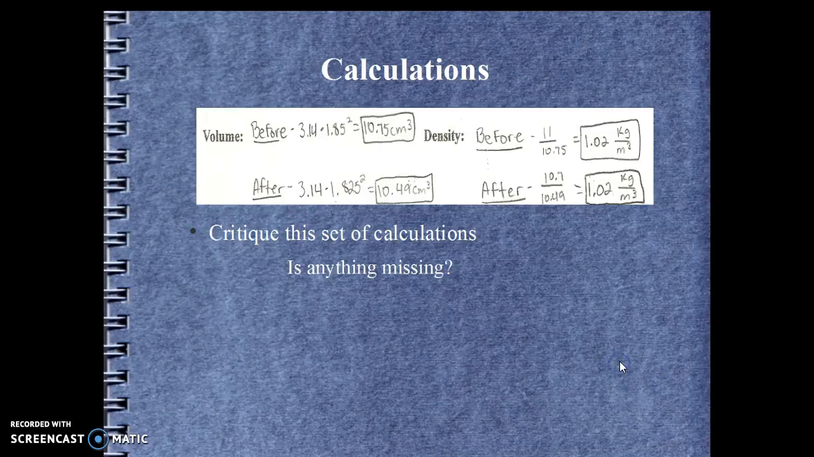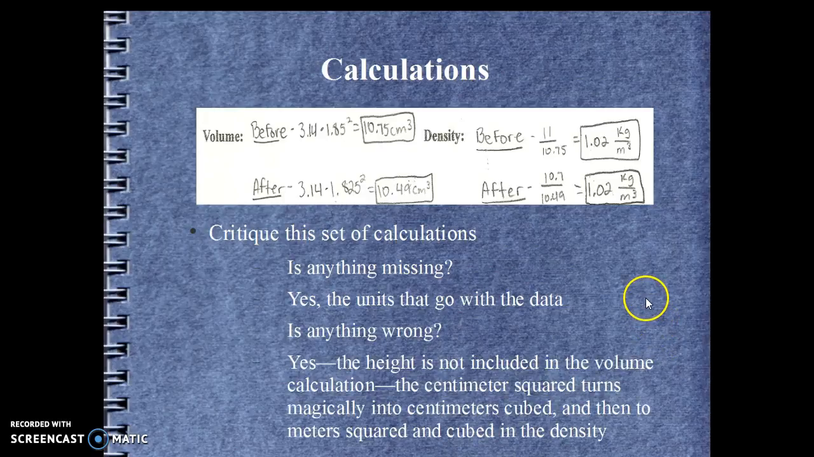Here you see the same thing. Is anything missing? Yes. Units inside the calculation are missing on both sides. Is anything wrong? Well, yes. The height is not included in the volume calculation. The centimeters squared on this side turns into centimeters cubed here magically, and then it turns into meters squared and cubed in the density. I see meters cubed here. So how centimeters squared turns into centimeters cubed, and then meters squared, that's a difficult one, meters cubed. So this needs a little work.